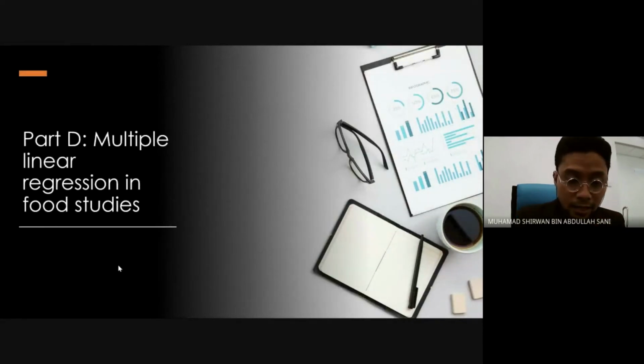So up to that level, we have completed the third part of our workshop, which is discriminant analysis. Now we are moving to the next part, which is multiple linear regression in food studies. Okay, so the question is, what is the function of multiple linear regression? The first thing that comes to our mind with this title is the word regression. When we talk about regression, it should be quantitative.